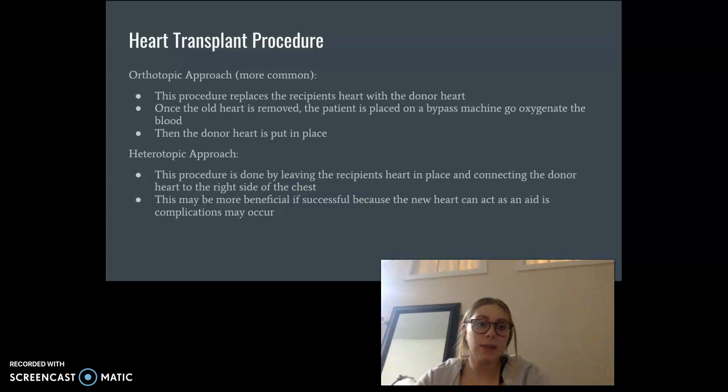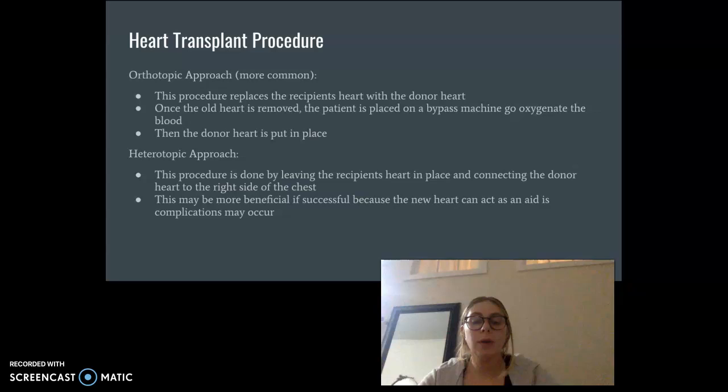So, a heart transplant, there are two ways to go about it. There is the orthotopic and heterotopic approach. The orthotopic approach is more common, and that's more similar to a lung transplant because it replaces the recipient's heart with the donor heart. And once the old heart is removed, the patient is put on a bypass machine, and they do that just to oxygenate the blood, and then the donor heart is put in place. And just like the lung transplant, you close the incision and everything's done.